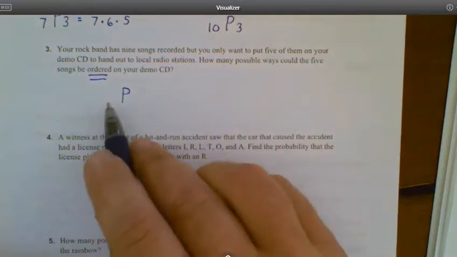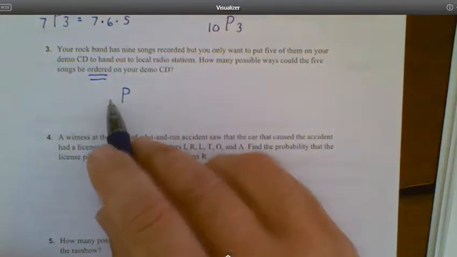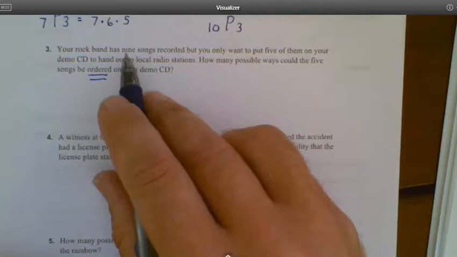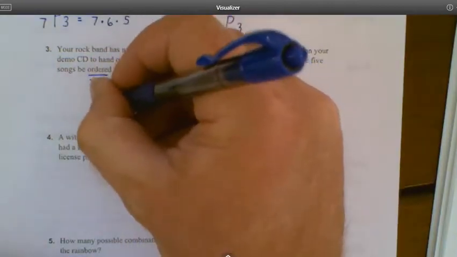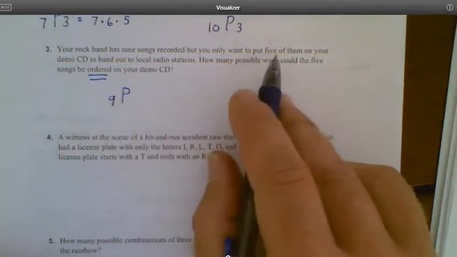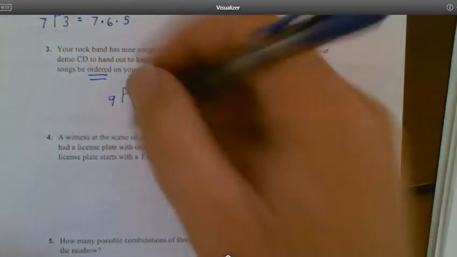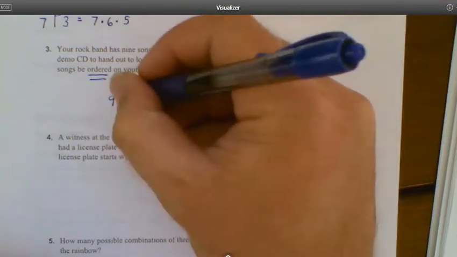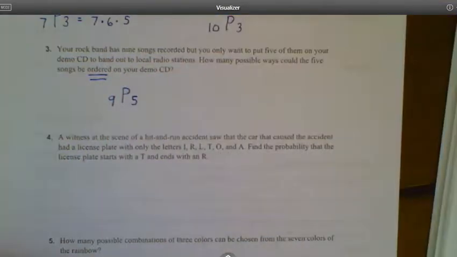Remember, the number that goes here is how many total you have to choose from. We had 9 songs to choose from. Of those 9, how many are you actually putting in order? Right? We're going to put 5 of them in order. So 9p5. And the rest of that could go in your calculator. Let me give you 2 last ones here real quick.